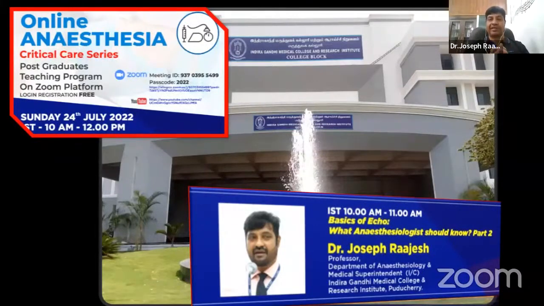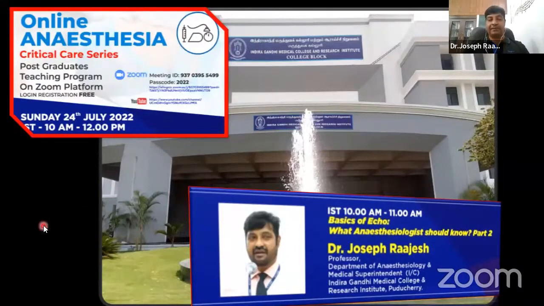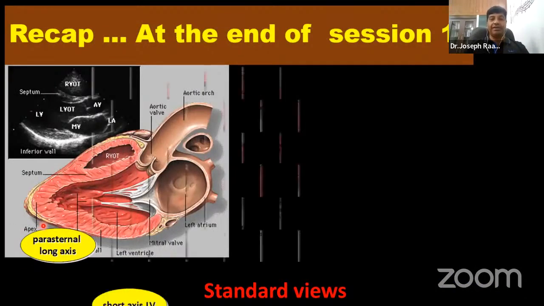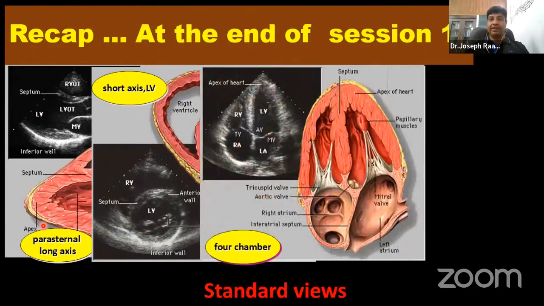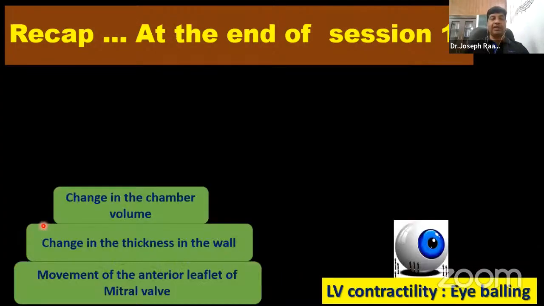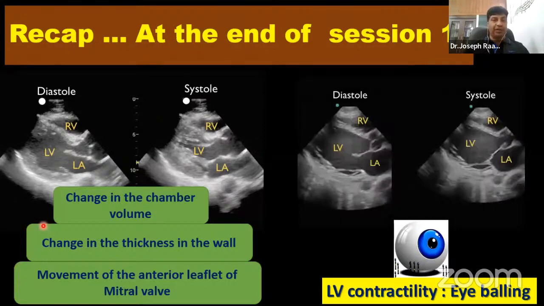As we go to our second session, before that, let's see what we have seen in the previous session. Short recap. What we have seen in the last session is how to image the heart, what we mean by different windows, and in each window, what structures you are going to see and the importance of those structures. And at the end, we have seen how to analyze the systolic function, the advantages of the eyeballing technique in the assessment of systolic function. This is what we have seen in the first session.